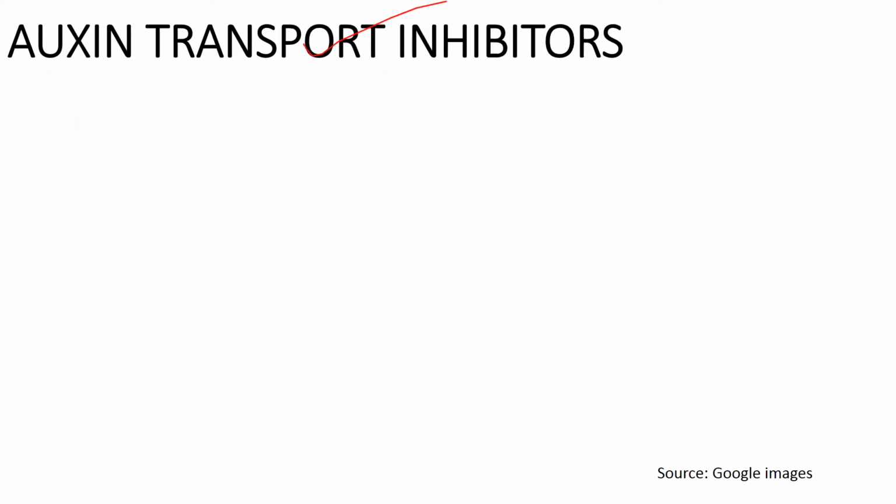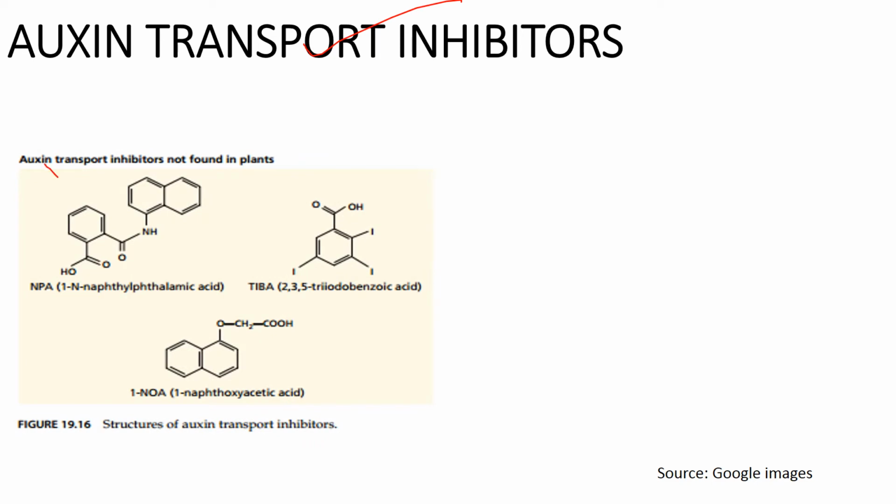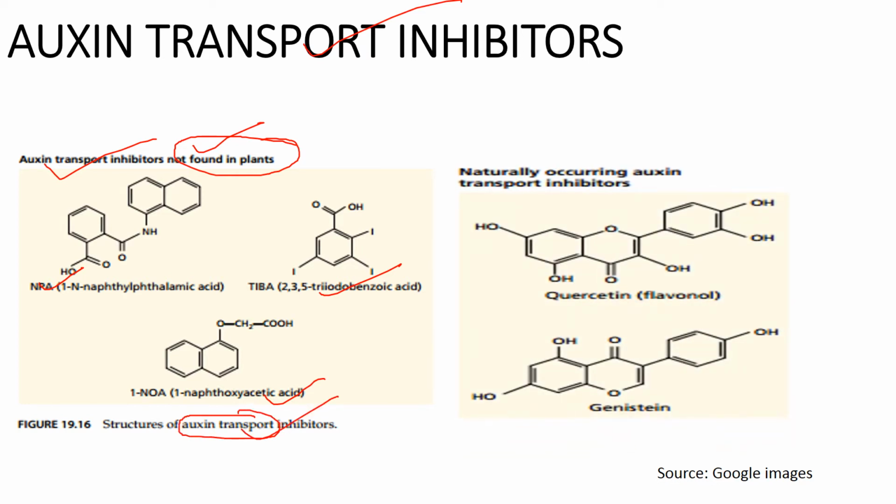Next, auxin transport inhibitors with their chemical structures. So these are some auxin transport inhibitors which are not found in plants, जो कि plants में नहीं होते हैं. For example, NPA, that is naphthylphthalamic acid. Then TIBA, 2,3,5-triiodobenzoic acid, and NOA, that is 1-naphthoxyacetic acid. So these are the chemical substances which inhibit the auxin transport. Then there are some inhibitors जो कि naturally पाए जाते हैं plants में. For example, quercetin, that is a flavonol, and genistein. So these are the naturally occurring inhibitors of auxin transport.